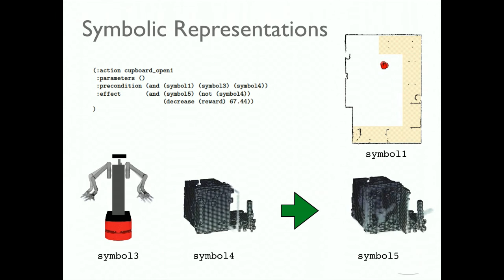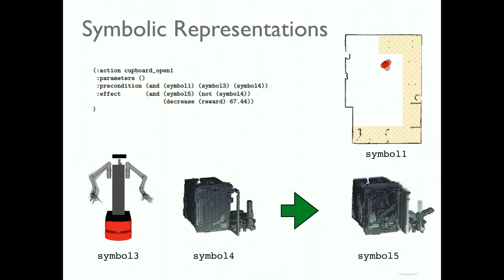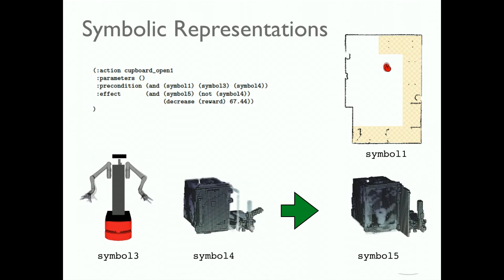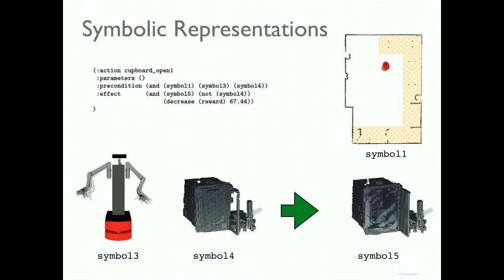And then symbol 4 has to be true. That is a distribution over pixels in the grid around the cupboard. Okay, so if you look at that distribution, I'm drawing samples from it. The switch might be on or off, and there's a bunch of noise and compression artifacts, but this says that the cupboard has to be closed. And then when you execute open, the cupboard is no longer closed, and now you get this distribution.